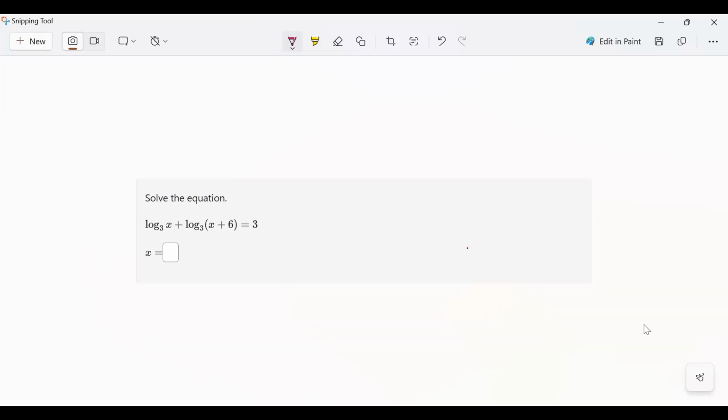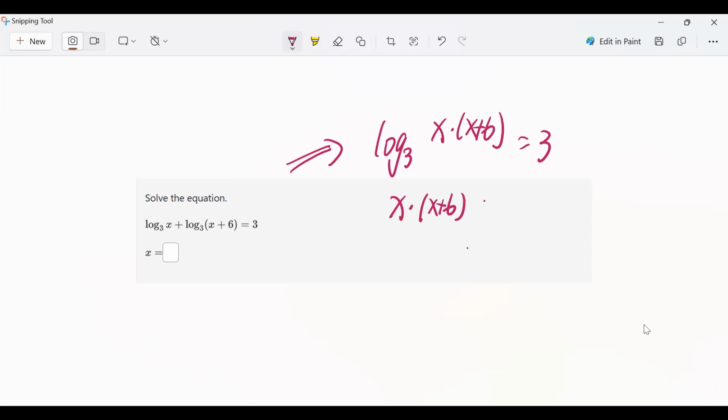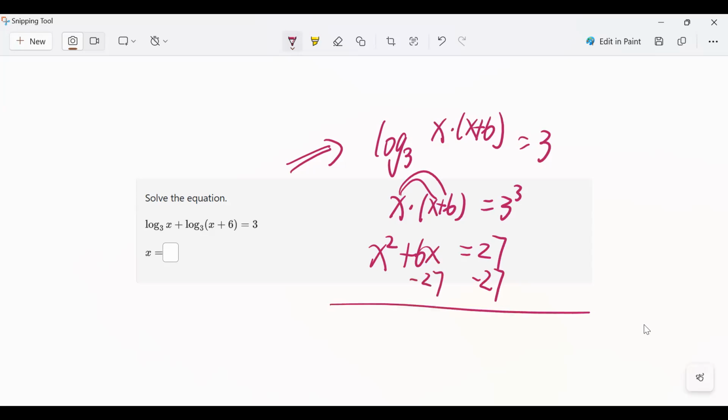Okay, let's go over the solution. So first of all, please go back to a single logarithm expression. So log 3 of x times x plus 6 equal to 3. Now use conversion to turn it into the exponent form: x times x plus 6 equal to 3 cubed. So that's 27. x times x plus 6 equals 27, and subtract 27 from both sides of the equation. x squared plus 6x minus 27 equals 0. I'm going to factor this: x plus 9, x minus 3.